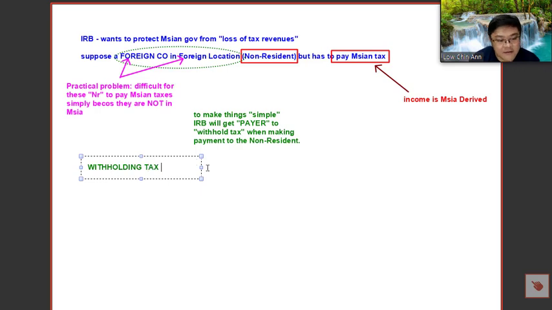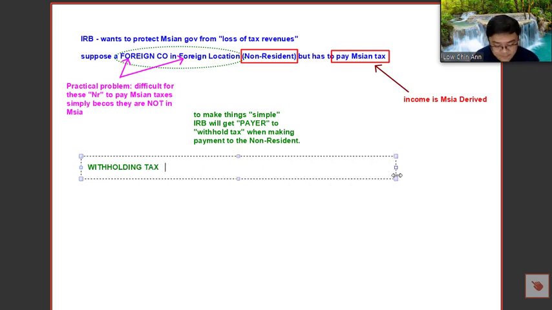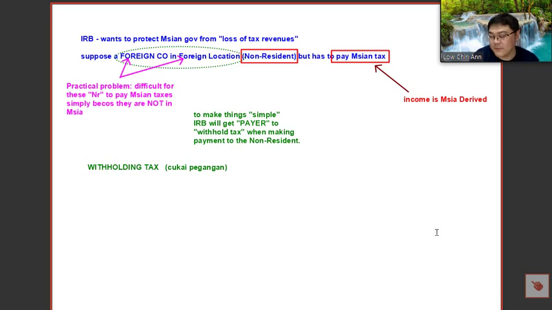Okay? Now in Malay, we call this cukai pegangan. That's the Malay word. I mean, you must know a bit of Malay because when you deal with the Inland Revenue, you still need to know bahasa, right? Now, so how exactly does it work? All right, how exactly does it work?